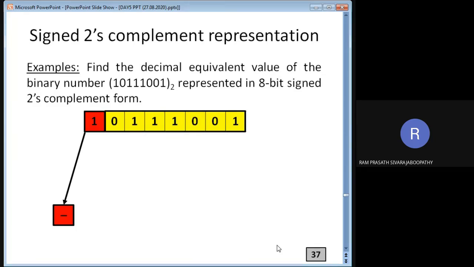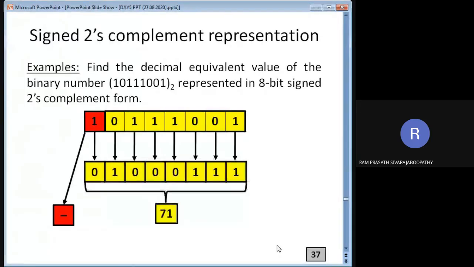Is it difficult? Just perform minus 70. Minus 71 I think. Okay, minus 71 I think so. See here we will be having the weightage as 64. Okay, 64 plus 7 we are having. Okay, 4 plus 2 plus 1 equal to 7. So totally we will be having 71. So minus 71 is the answer. Is it clear?